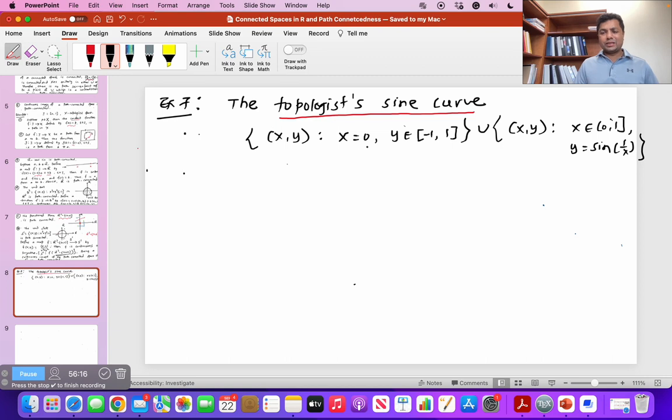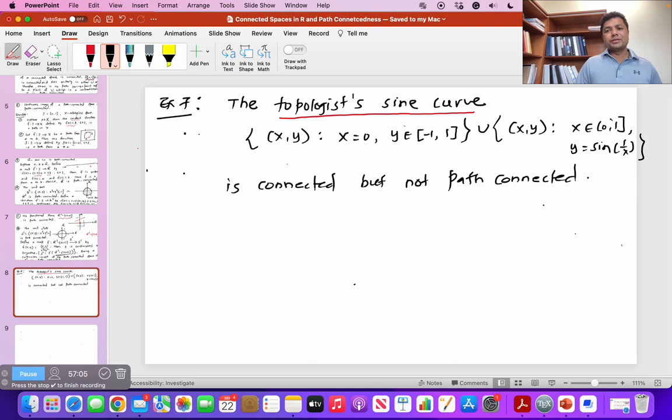The first one, like I said earlier, is the part of the y-axis from -1 to +1, and the second set is the set of all points in the xy plane whose x coordinates are from the interval 0 to 1, where 0 is not included and 1 is included, and y coordinates are given by the trig function sine of 1 over x. It's connected but not path connected.